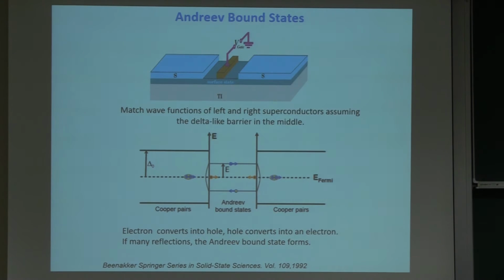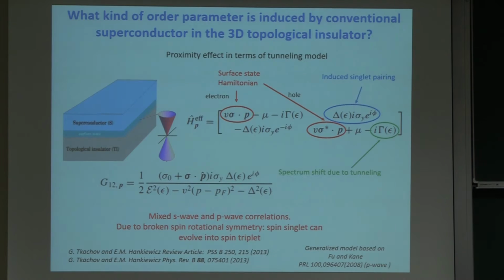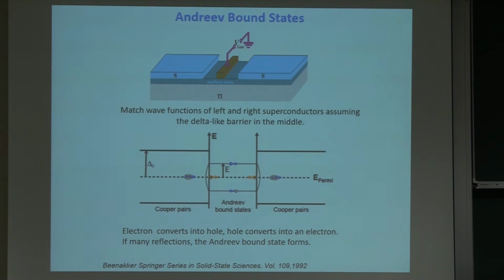Okay, so the question now is how to measure this triplet. As you can see here, you have two components: a singlet component and a triplet component in the correlations. So the question is how to distinguish between these two components and how to actually measure what you want, which would be the p-wave component of the superconductivity.